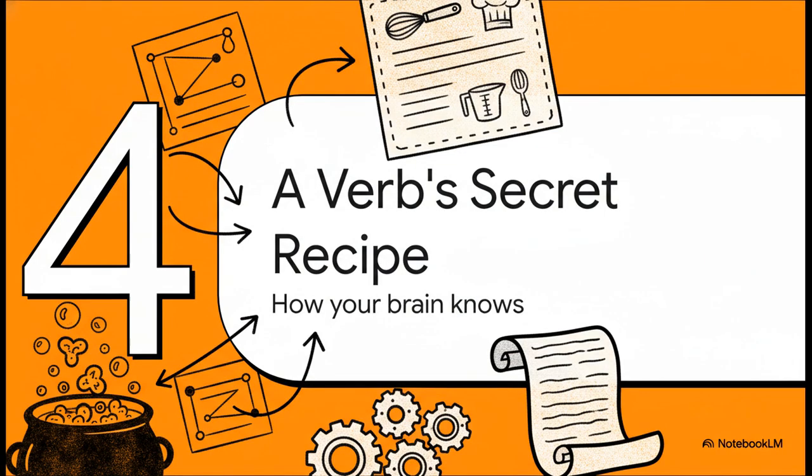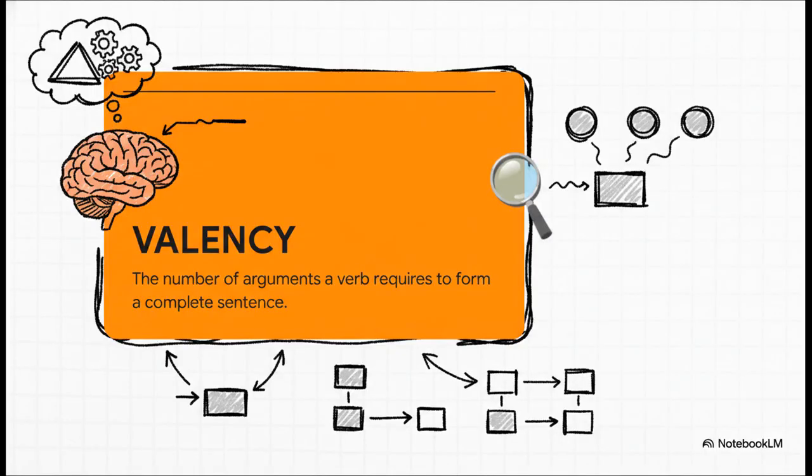But wait, where did these instructions even come from? Well, the really mind-blowing part is that this entire system, this need for certain actors and certain roles, it all starts with the verb itself. Every single verb you know comes with its own kind of secret recipe, a built-in list of what it needs to make sense. Linguists call this secret recipe a verb's valency. And all that means is the number of essential arguments a verb has to have. And what's wild is that your brain just knows this recipe, intuitively, for every verb in your vocabulary.